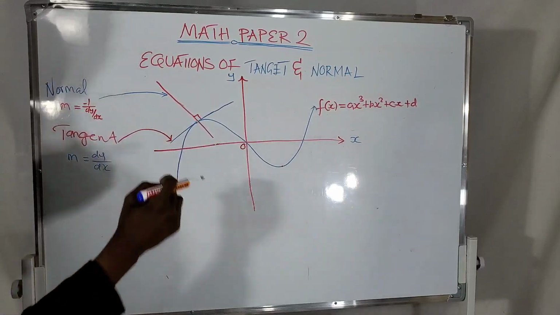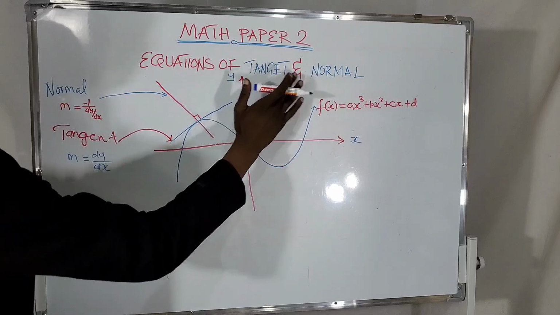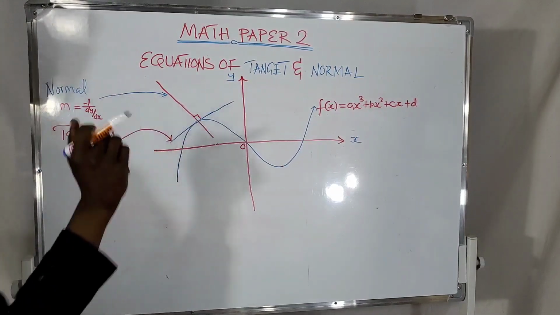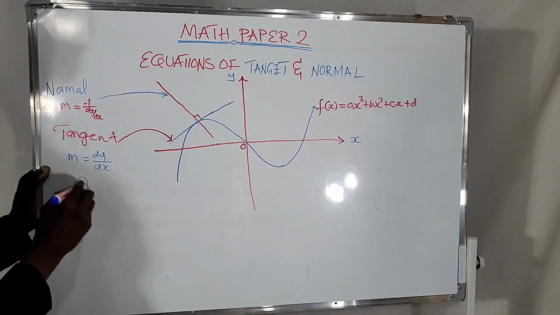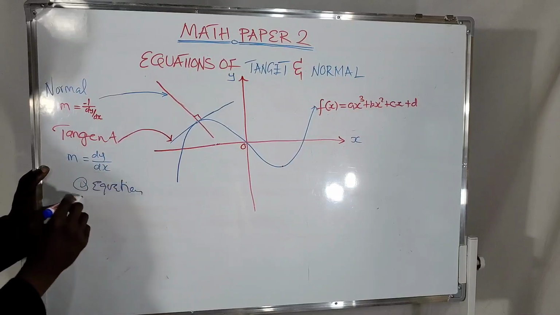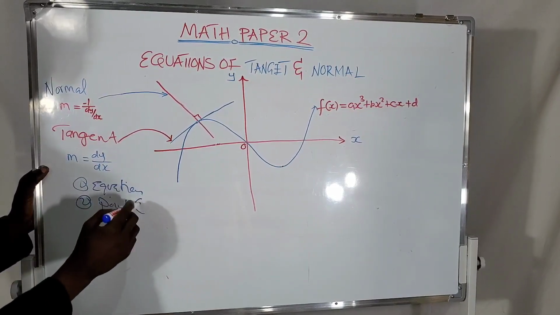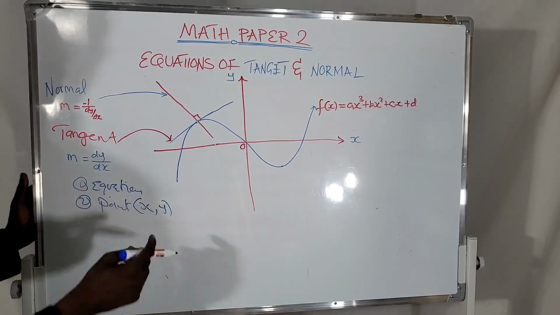To find the equation of either a tangent or a normal, the first thing is that they should give you the equation itself and a point, which they give you as x, comma y.